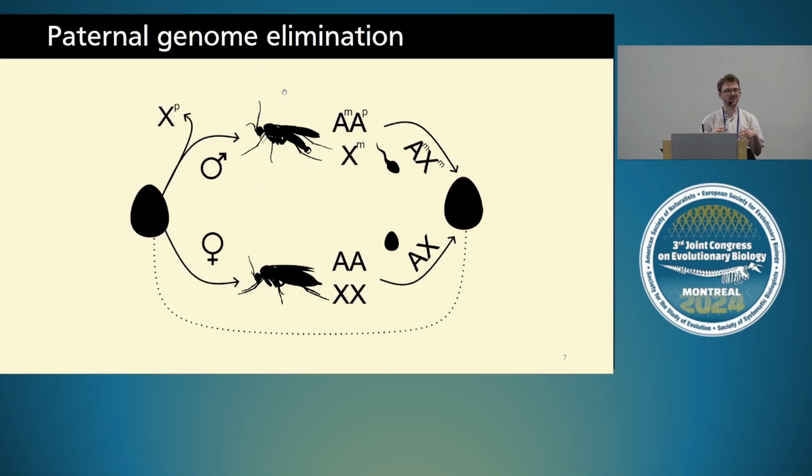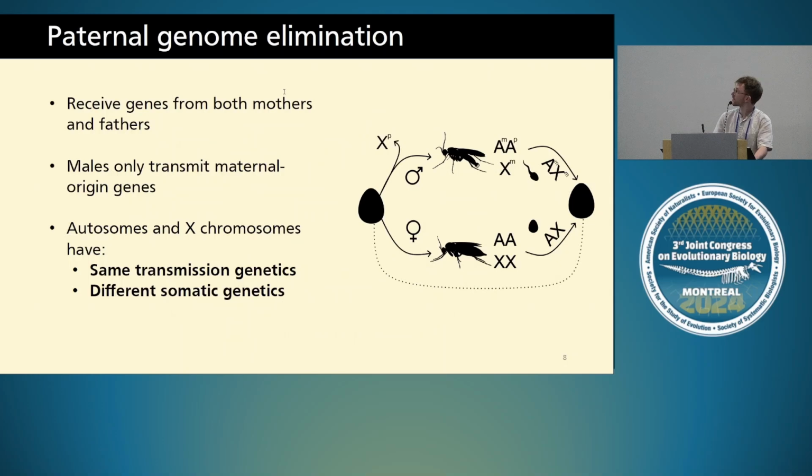And then the embryos that are destined to become males, early in development, will always eliminate their paternal X chromosome. So what this means is that while both sexes get genes from both parents, by eliminating the paternal origin copies in males, the autosomes in these systems and the X chromosomes exhibit the same transmission genetics, but they have different somatic genetics.